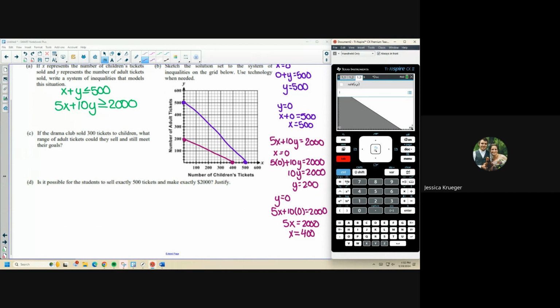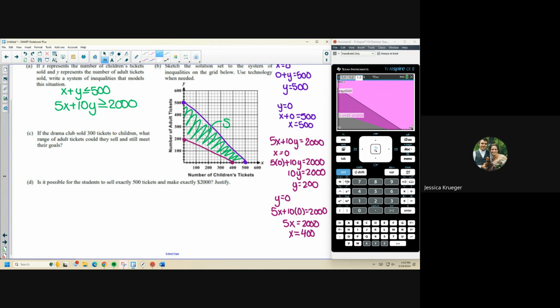I'll hit tab. I'm going to put my second one in. So 5X plus 10Y must be greater than or equal to 2,000. Hopefully it looks like what we've got here, and it does. So when I look at where my solution is, any combination of tickets that's in here will have enough seats and we'll make enough money.